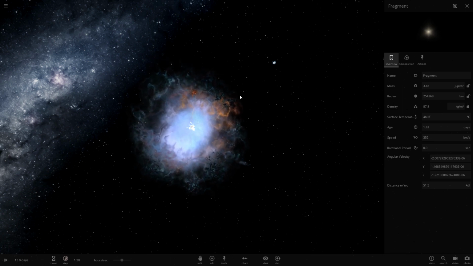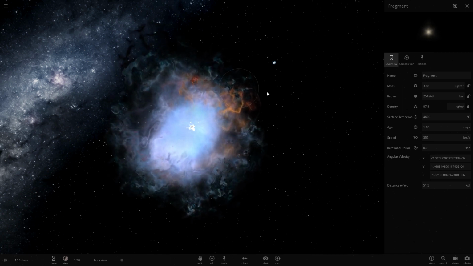Astronomers use these types of supernovas to try to determine distances in the universe.